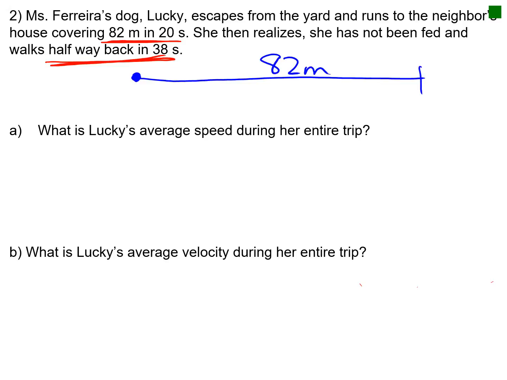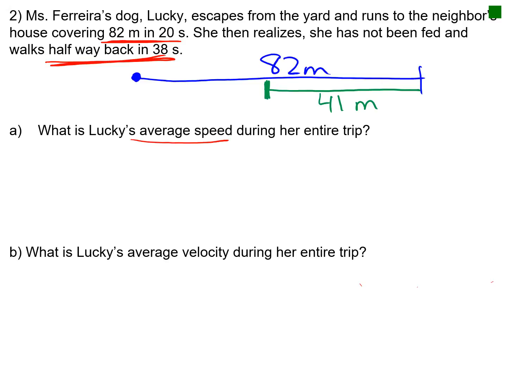Then she realizes, oh, I guess I'm in the wrong house, and she turns around and starts to walk back, but she only makes it halfway. Maybe she thinks, you know what, I bet they've got good dog food there, and she stops to ponder what house she really wants to go to. Regardless, she only goes halfway back, so I'm going to take half of 82, so I know that this green segment is 41 meters.